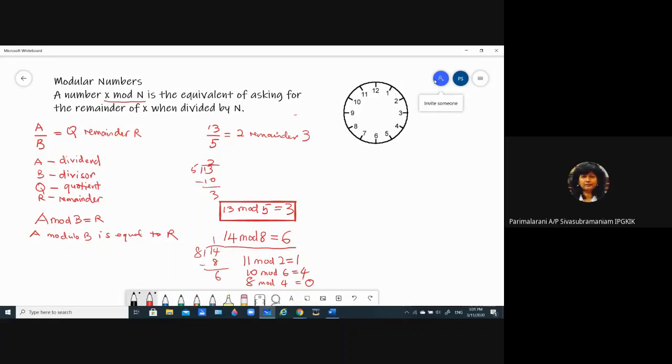One, two, three, four, five, six, seven, eight, nine, ten, eleven, twelve. 12 divisions, right? 12 sections. So therefore, the clock face, our normal clock face, has a mod of 12. Mod 12. Okay? So supposing the time now is 11 o'clock.